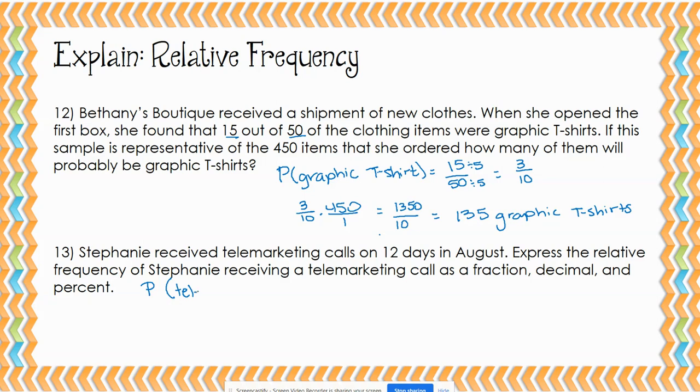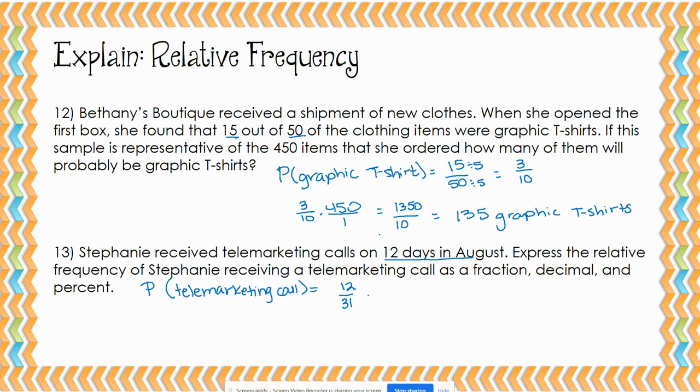So the probability is the probability of receiving a telemarketing call. Well, I know that she received a call 12 days in August. But to figure out what the bottom number is, I need to know how many days there are in August. August has 31 days. So the probability of Stephanie receiving a telemarketing call is 12 out of 31. This cannot be simplified because 31 is a prime number, so there is no factor that it has in common.